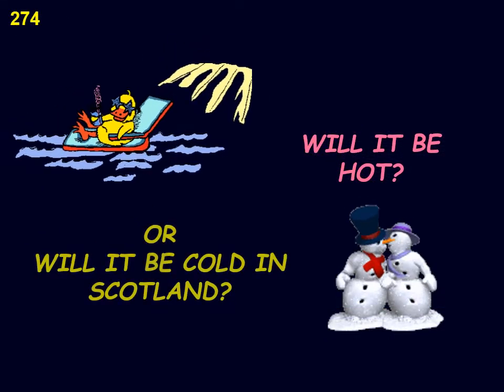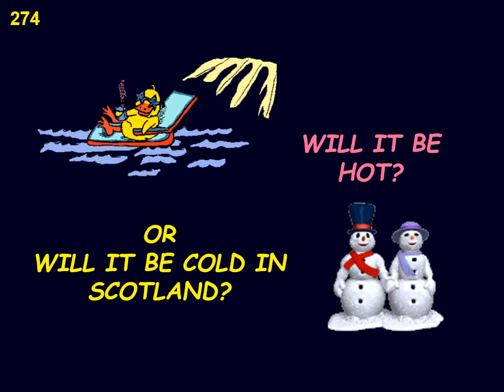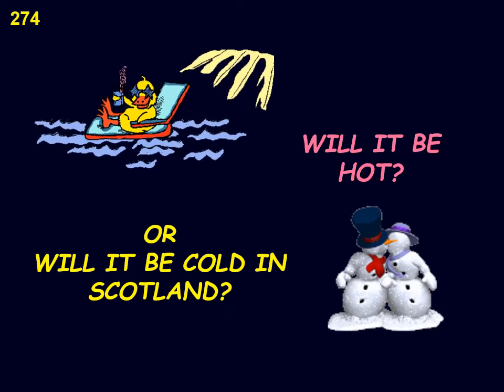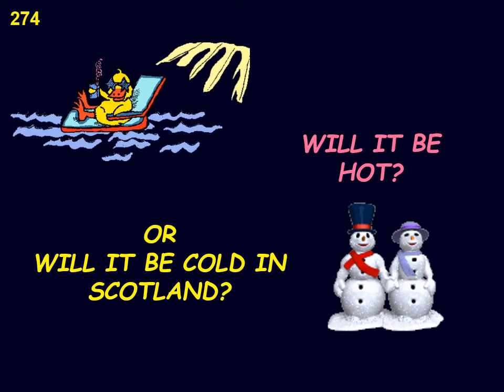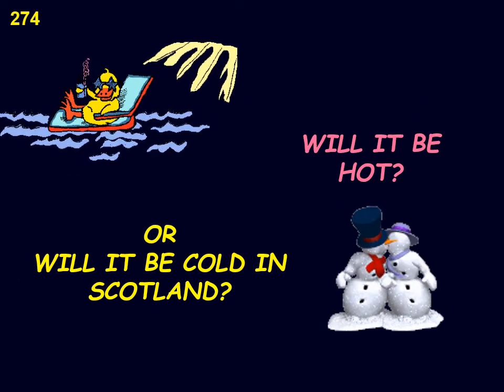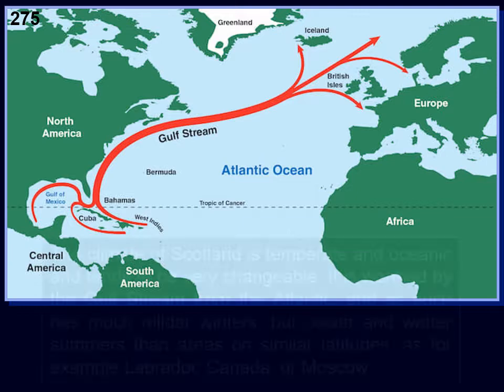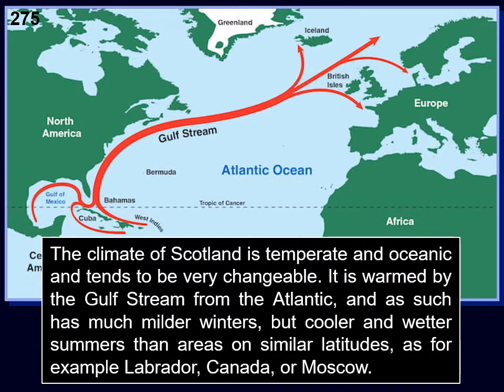Chapter 16. The climate of Scotland. Will it be hot, or will it be cold in Scotland? The climate of Scotland is temperate and oceanic, and tends to be very changeable. It is warmed by the Gulf Stream from the Atlantic, and as such has much milder winters, but cooler and wetter summers than areas on similar latitudes, as for example Labrador, Canada, or Moscow.